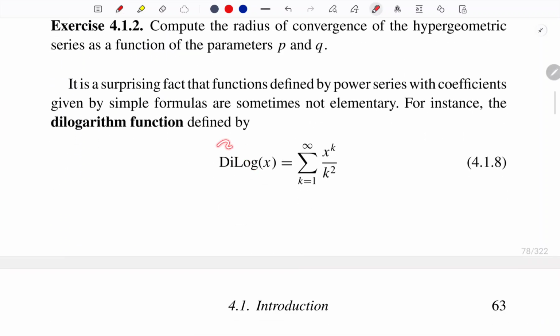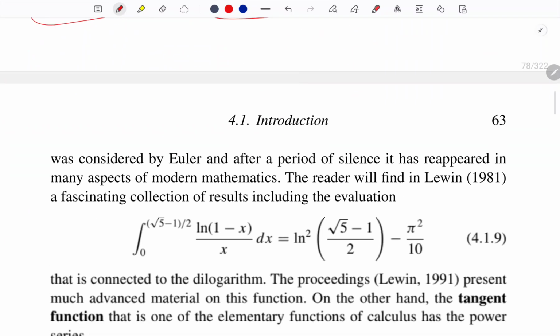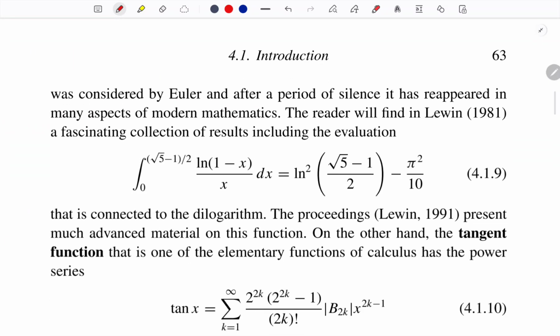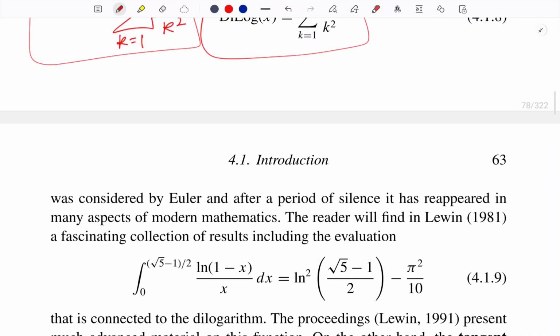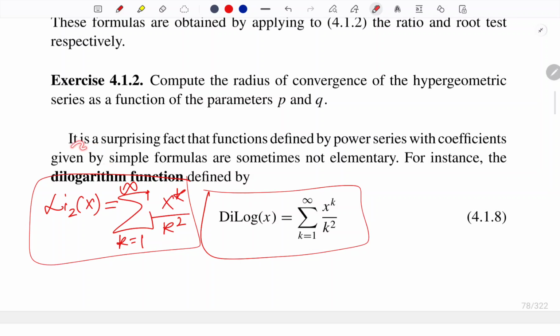So here we have the dilogarithm function. What is the dilogarithm function? I think it's represented like this. The infinite series of this function is as explained over there, that is x to the k over k squared. Keep that in mind, guys. Let's just study this and read it out.